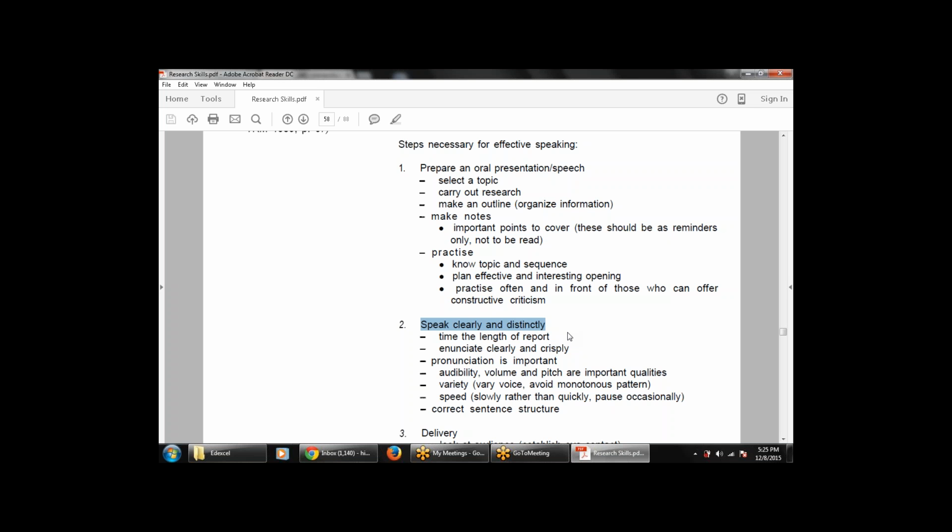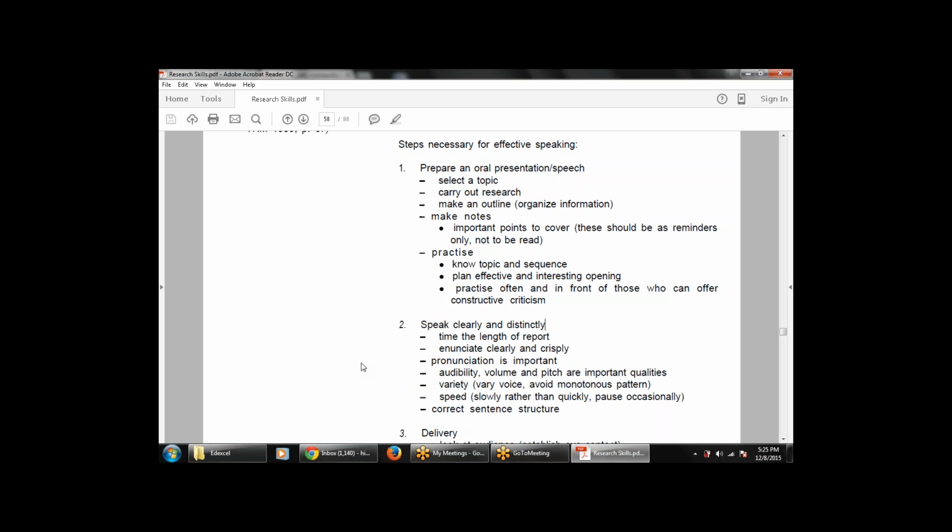Then pronunciation is very important. Suppose I give you a topic or a lecture, and my pronunciation is not clear to you. Then you say, sir, can you explain again, I can't hear you. These are the words you would use if my pronunciation is not correct. So pronunciation is very important in an oral presentation.